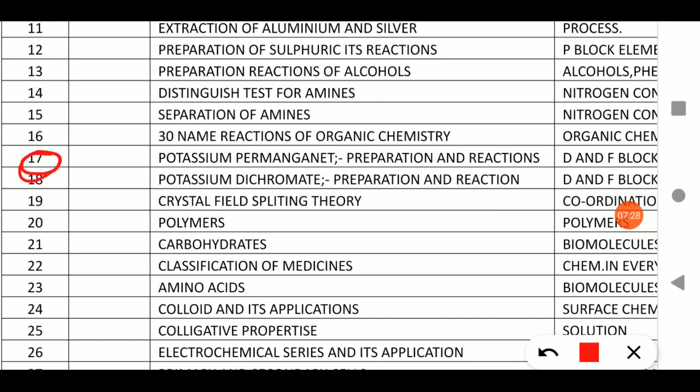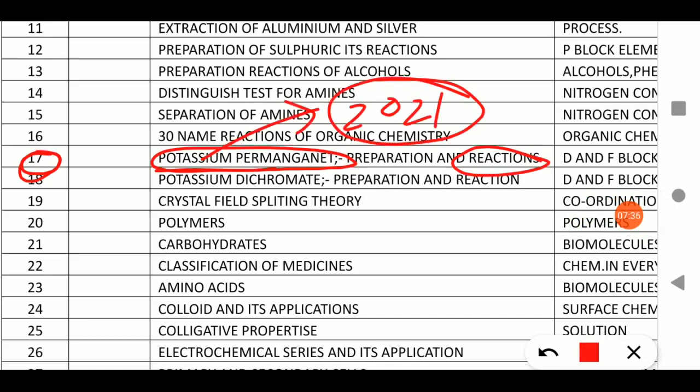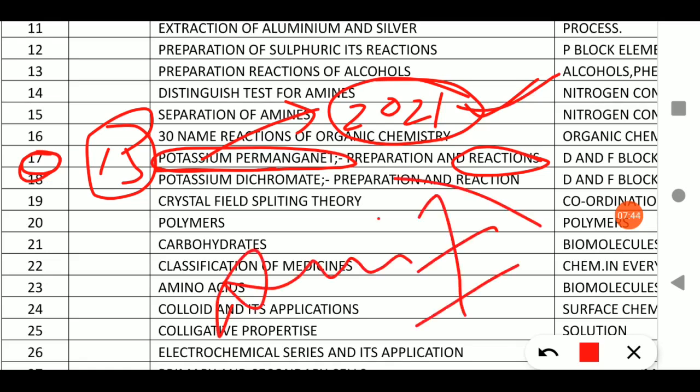roll number 17, potassium permanganate preparation and its reaction. Again he or she is securing some marks in board exam, that is 2021. 15 you are already getting. You are also securing some marks in your board examination. I am making my signature. You can show me last time, sir, nothing came from the project you told.